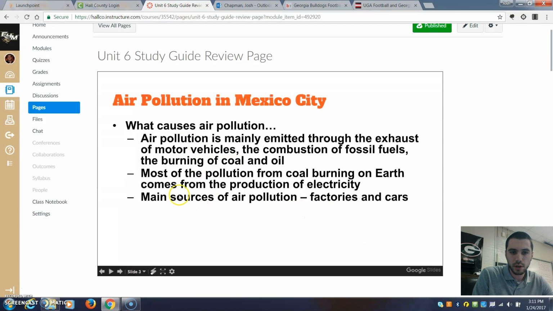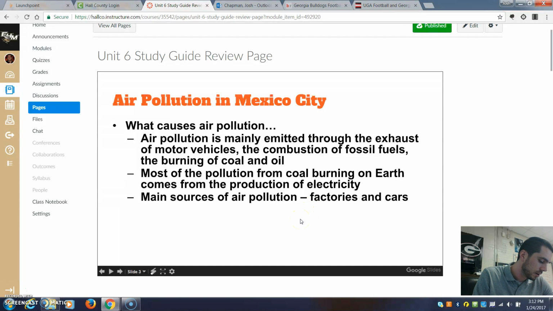Number two, what are the two main sources of air pollution in Mexico City? Well, if we look right here, it says main sources of air pollution are right here. Okay, right here. Factories and cars. So you need to write that down on number two. Okay. Again, you need to take your time, pause the video, and write it.